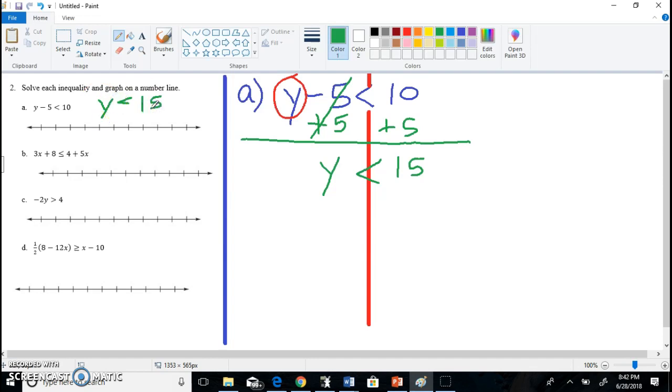So we're going to say, okay, let's say this is 12, 13, 14, here's 15, here's 16, and so on and so forth. So on 15, we'll do an open circle, and we will shade to the left. All right.